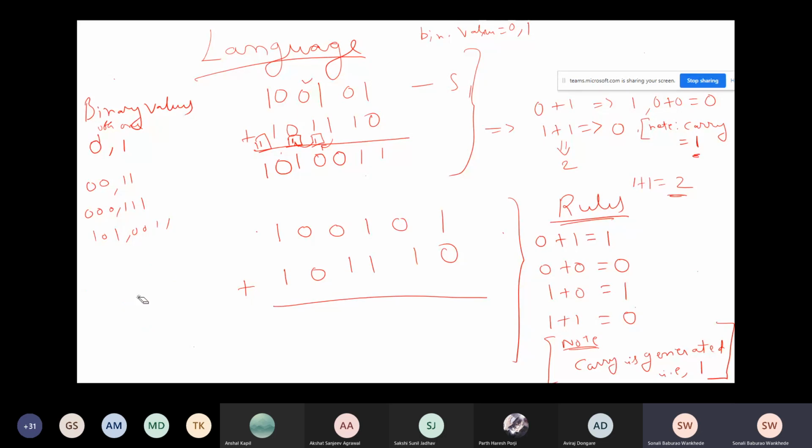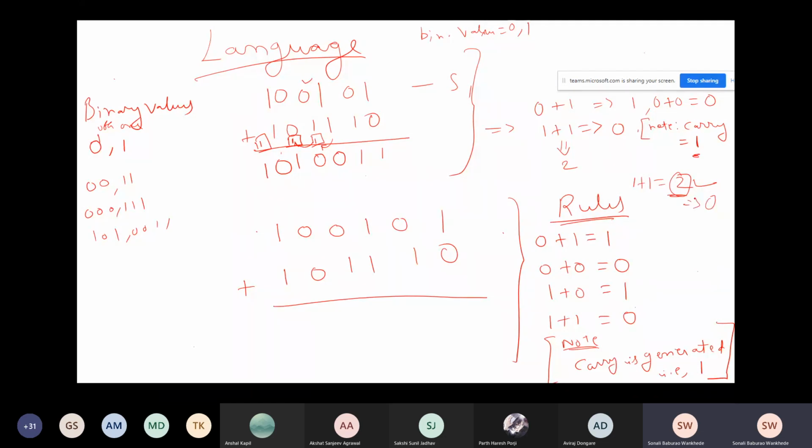Binary values can be either 0 or 1. Now in mathematics, if I say 1 plus 1 is equal to 2, this gives you 2. But in our case, we are not interested in 2. We want binary values. So for getting binary values, we are writing the answer as 0. Why 0? Because 2 is not a binary value, right?